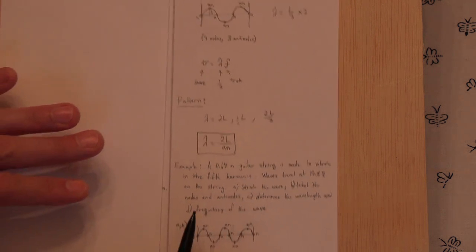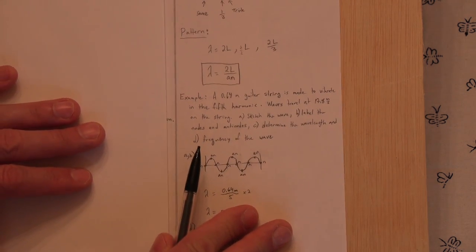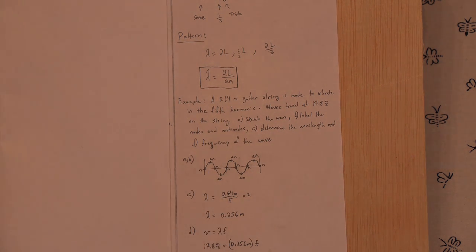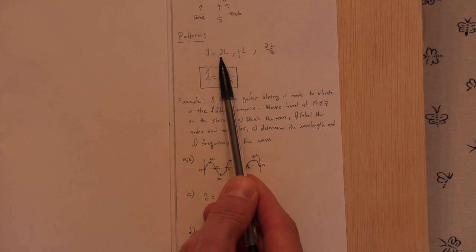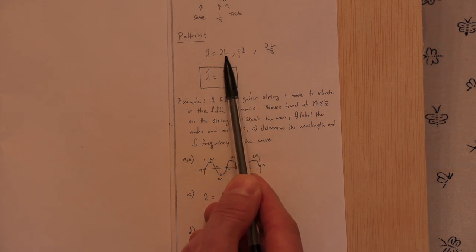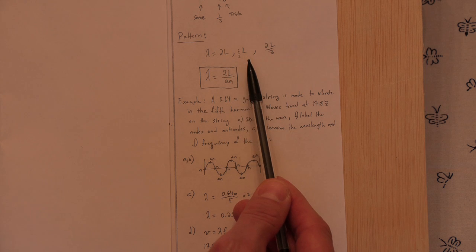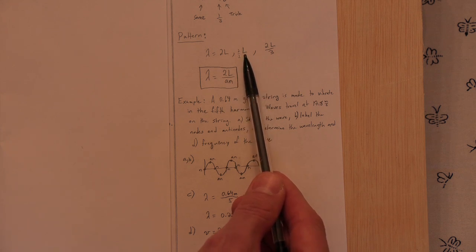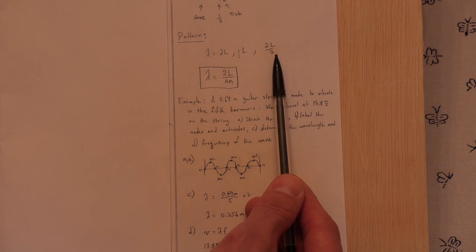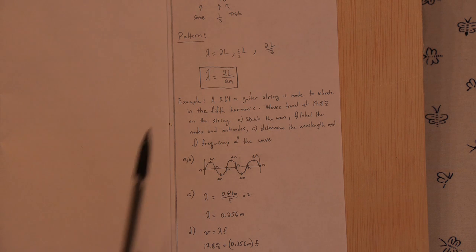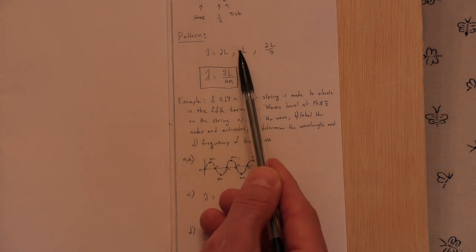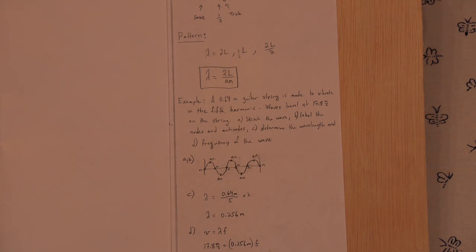I just want to point out that there is a pattern here. We saw that in the first harmonic, the wavelength was twice the length of the spring. You could go back and look at your notes. Second harmonic, it was just the length of the spring. And then in the third harmonic, it was the length divided by 3 times 2. If we take this middle one and multiply by 2 over 2, we see a pattern.